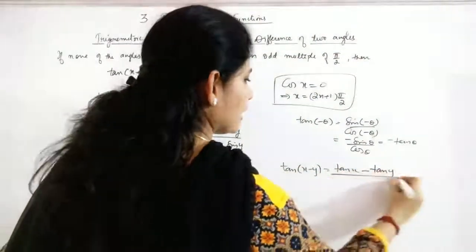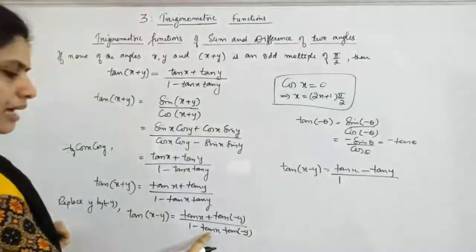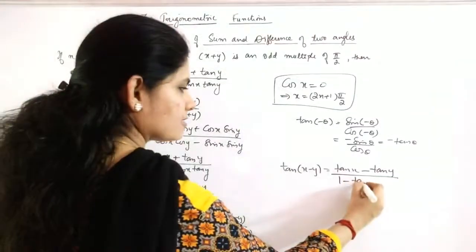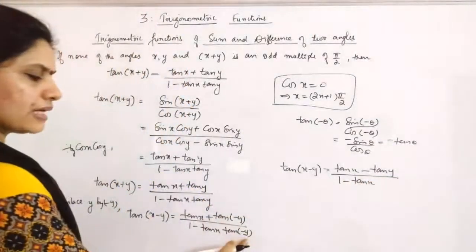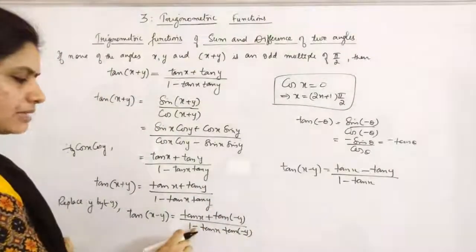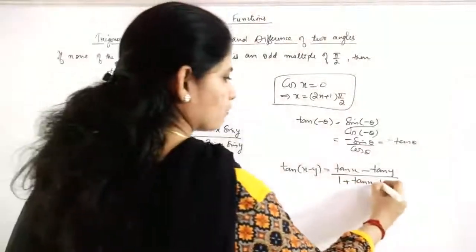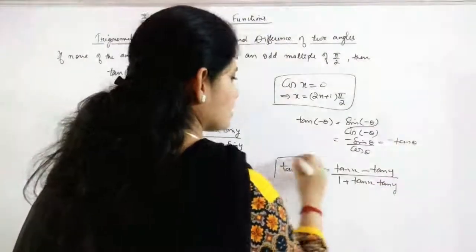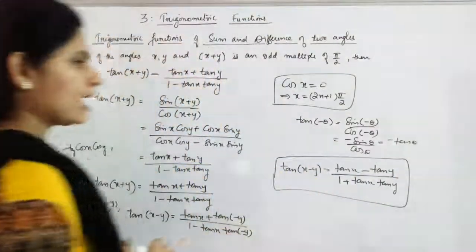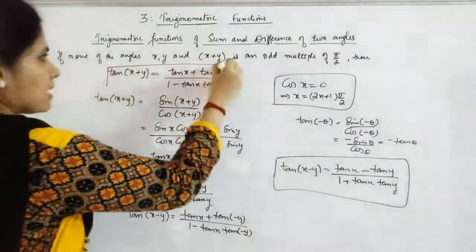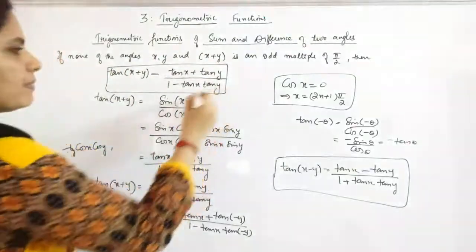Here you have a negative sign out from this bracket, so that you will get tan x minus tan y divided by 1. Here again you have tan x, 1 minus tan x, and this tan of minus y will give you minus tan y. That minus and minus will become plus here, so that your formula becomes tan of x minus y is tan x minus tan y divided by 1 plus tan x tan y.